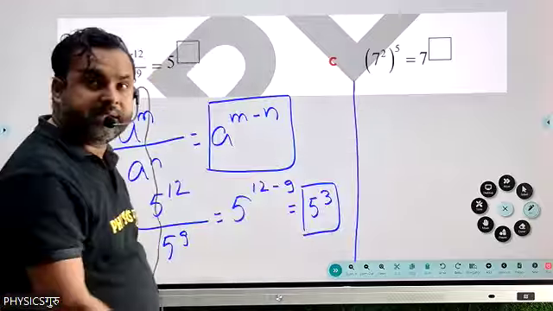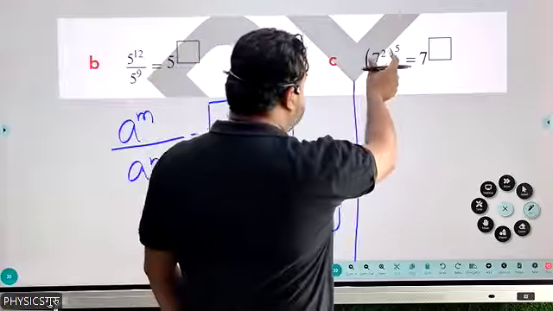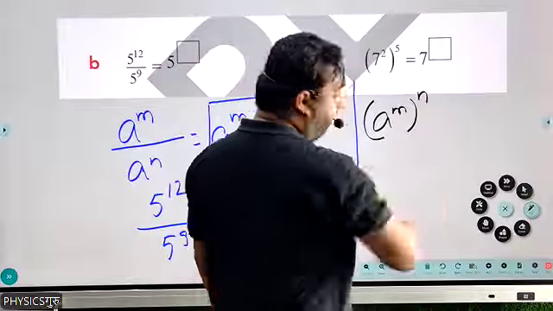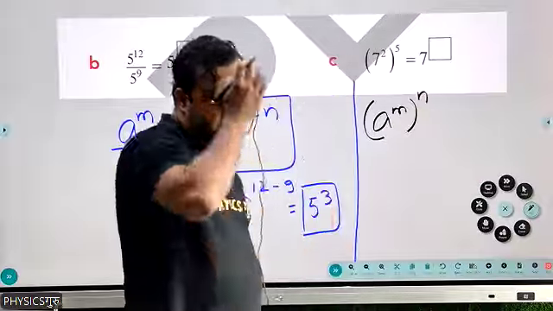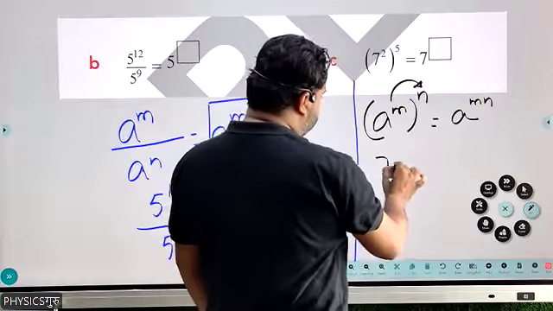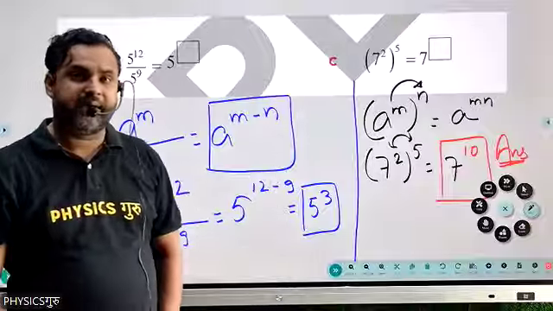Next question. 7 square raised to the power 5 is equal to how much? So simply use this formula. This question is of type a raised to the power m raised to the power n. It is nothing but a raised to the power m times n. So 7 square raised to the power 5 is equal to, simply multiply these two. 5 times 2 is 10. So 7 raised to the power 10 is the required answer.